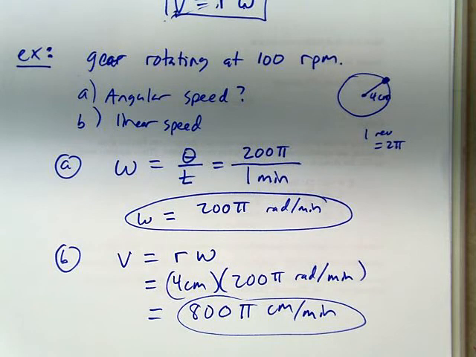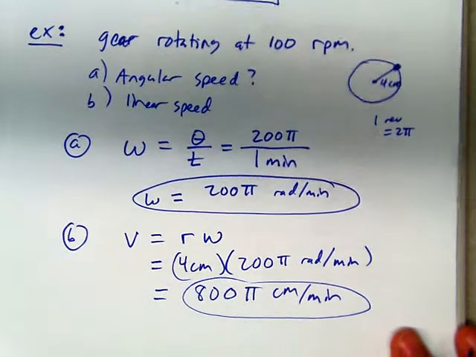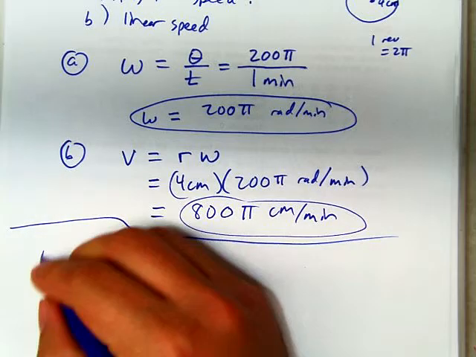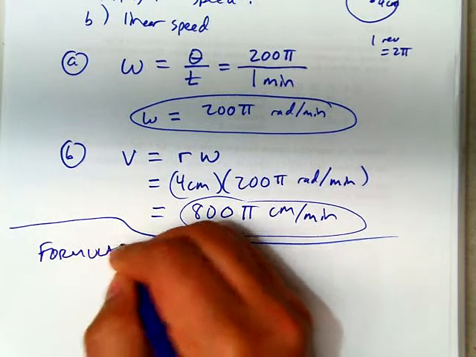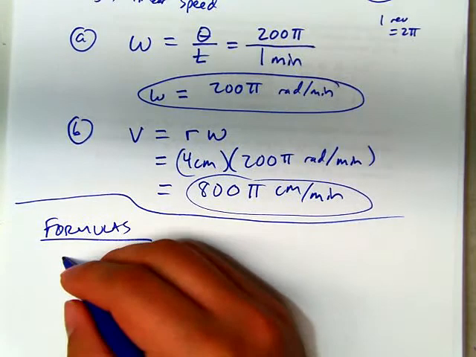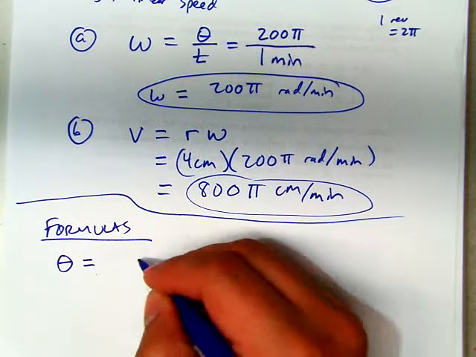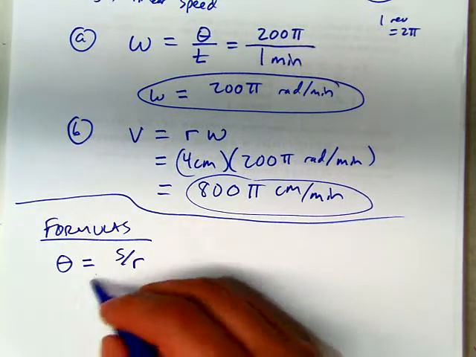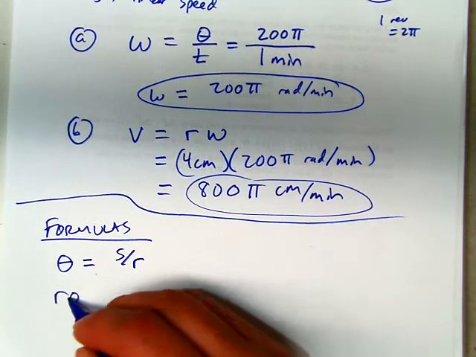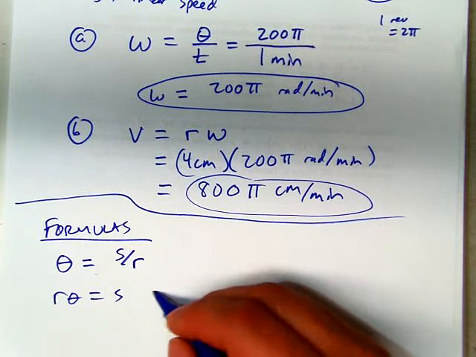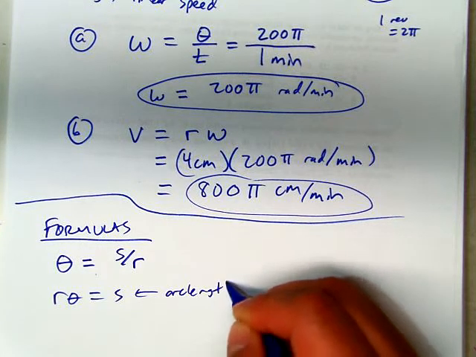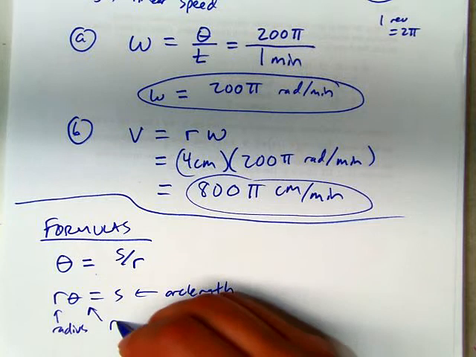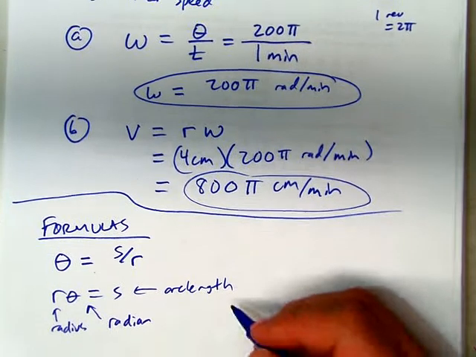Okay, so these are the notes for 7.1. I know there's a lot of info in here and this is kind of new, so I'm going to recap for you the formulas that we've covered in this section and the ones that you need to memorize. Theta, the radian angle definition, is arc length divided by radius. If I multiply this equation by radius on both sides, we get that arc length is the same as radius times the radian angle. Okay.